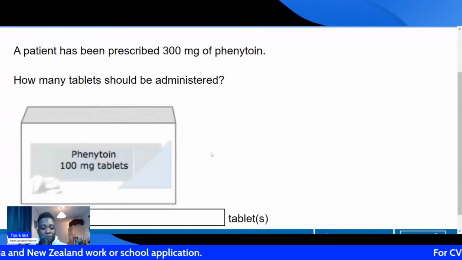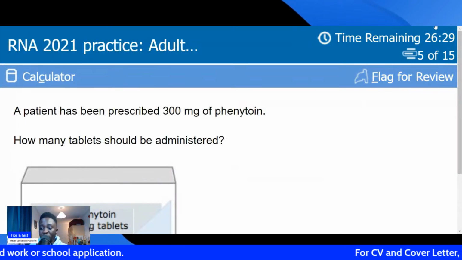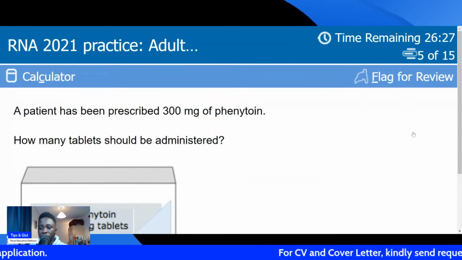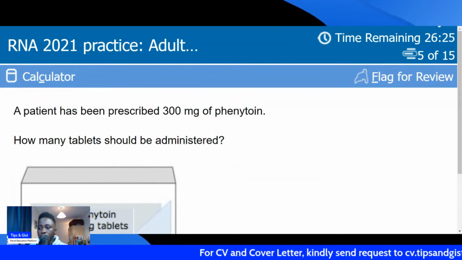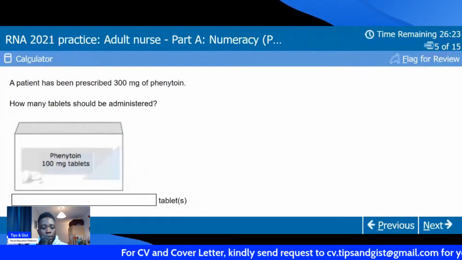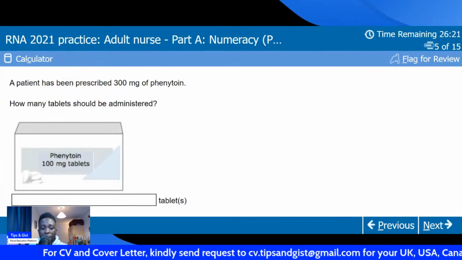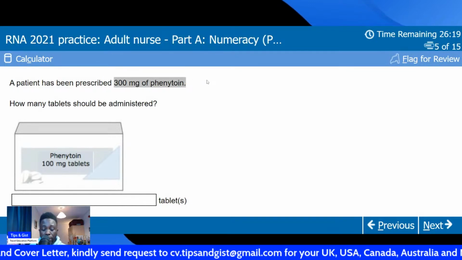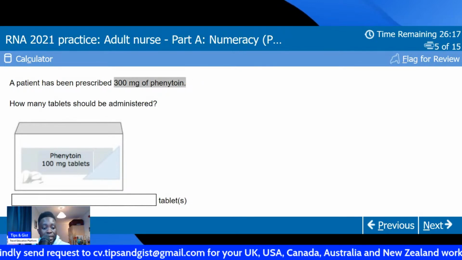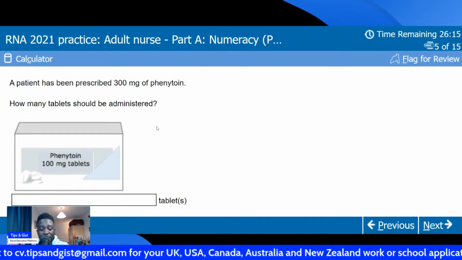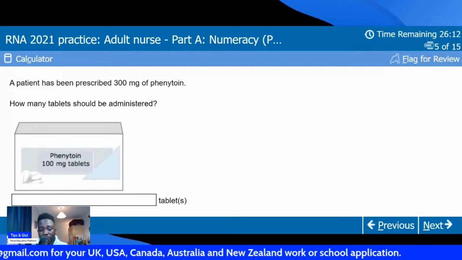Question number 5. I'm going faster because we've already solved this. A patient has been prescribed 300 mg, that is milligram, of phenytoin. How many tablets should be administered? Now, this is in tablet. Okay, the question is in tablet.